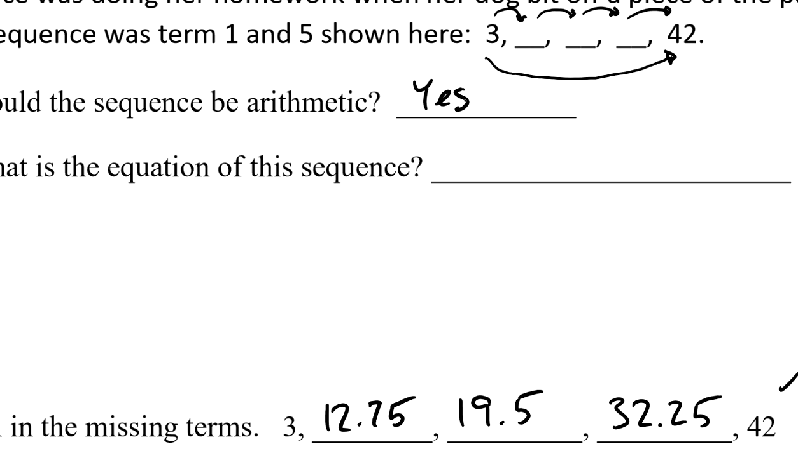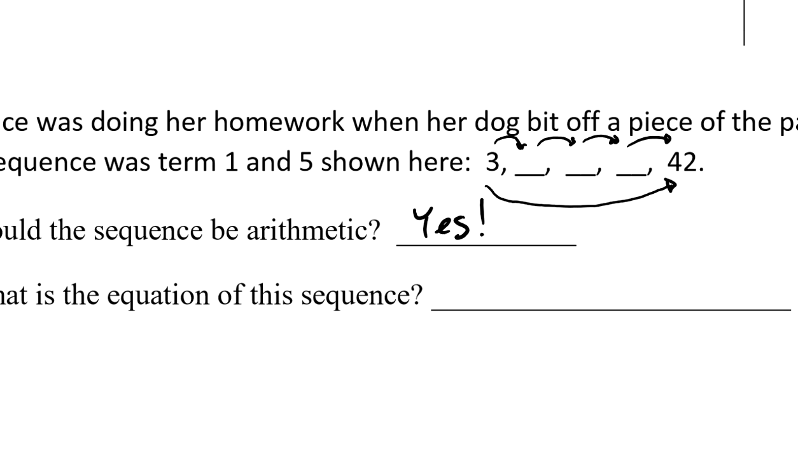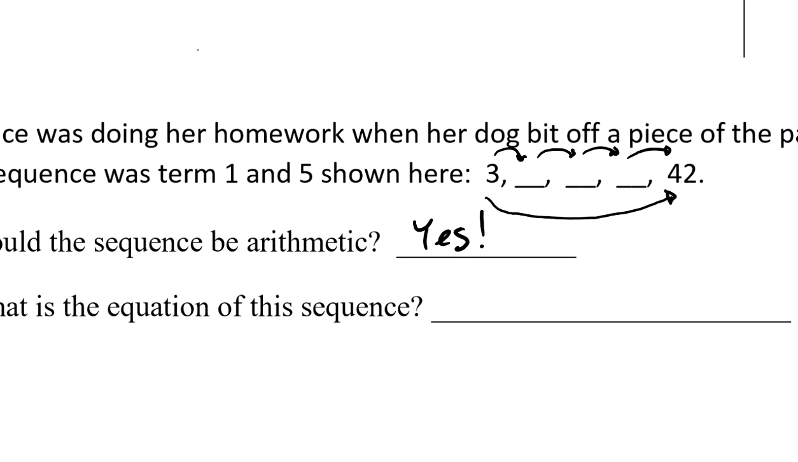Yes. And the other way to think about this is, think about this as an ordered pair. When x is 1, y is 3. When x is 5, right, y is 42. So if you look at that, you could calculate the slope. Turns out the slope for those 2 points would be 9.75. So every single time we're adding 9.75 as x increases by 1.